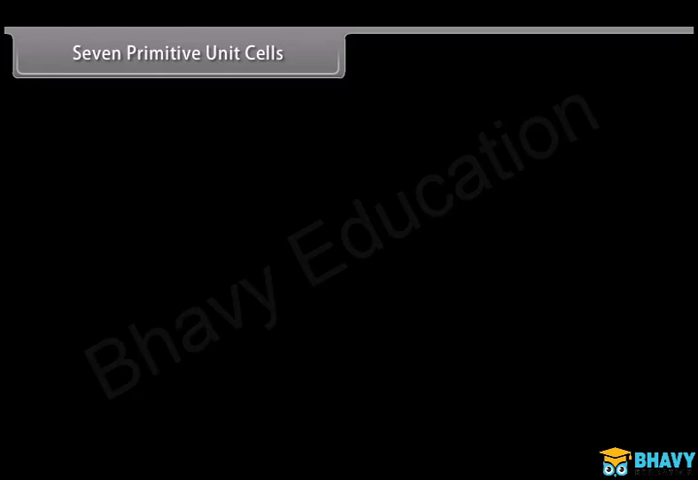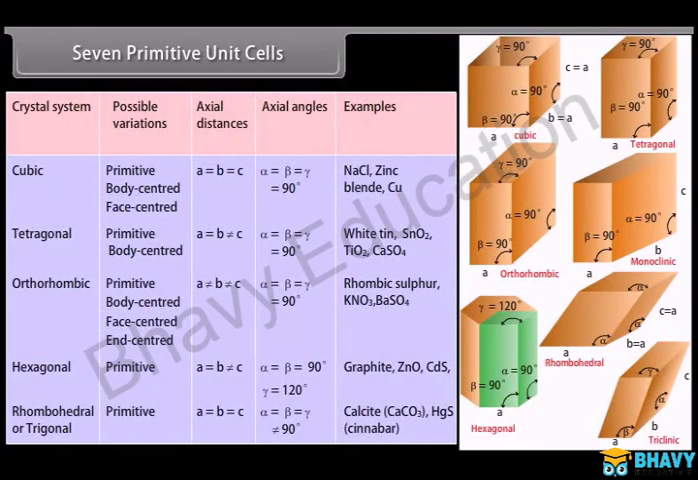Seven primitive unit cells. There are 7 types of primitive unit cells. Their characteristics, along with the centered unit cells they can form, have been listed in the table.